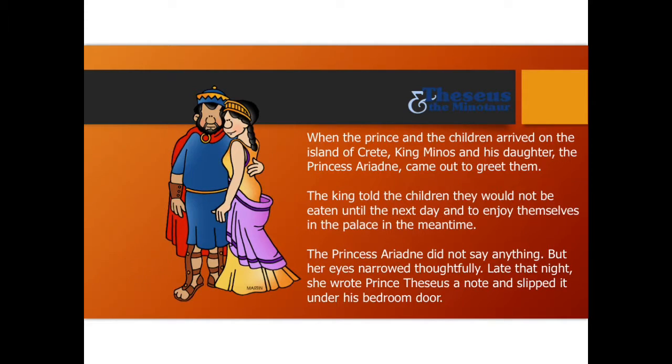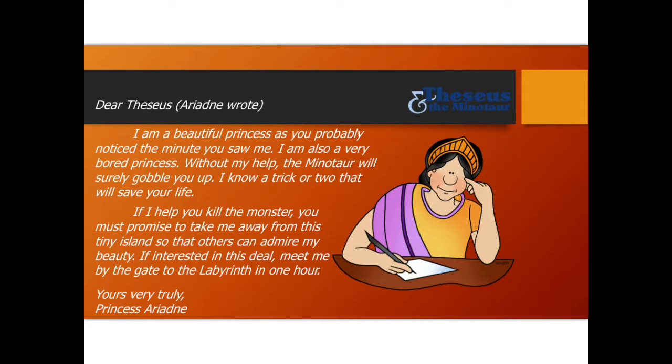Late that night, she wrote Prince Theseus a note and slipped it under his bedroom door. "Dear Theseus," Ariadne wrote, "I am a beautiful princess, as you probably noticed the minute you saw me. I am also a very bored princess. Without my help, the Minotaur will surely gobble you up. I know a trick or two that will save your life.